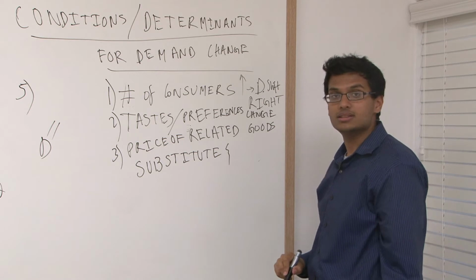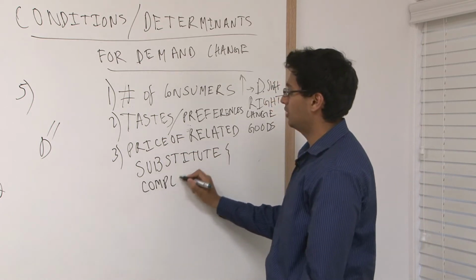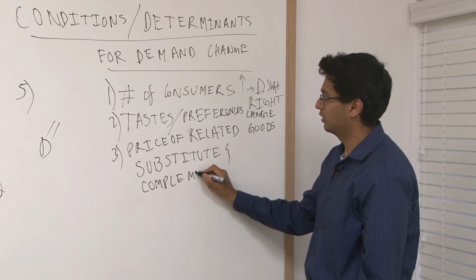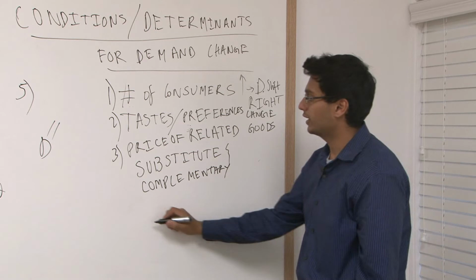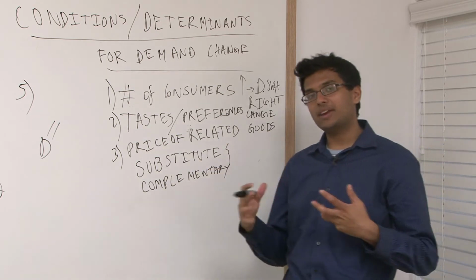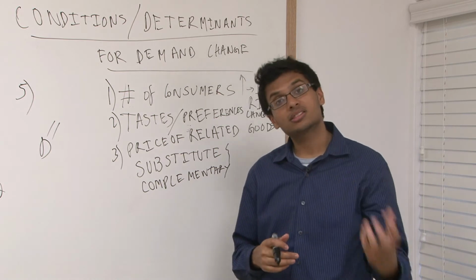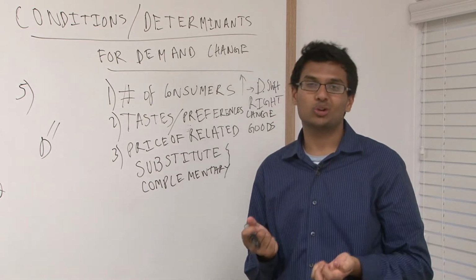Okay, so this is the price of related goods, and there's two kinds, substitute and complementary. Now, I've kind of explained this in prior classes. A substitute good is something that you can substitute for that good. What do I mean by that?